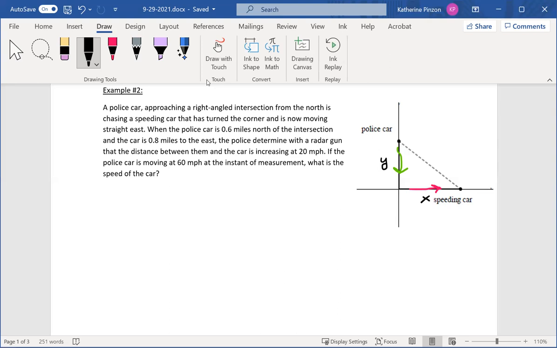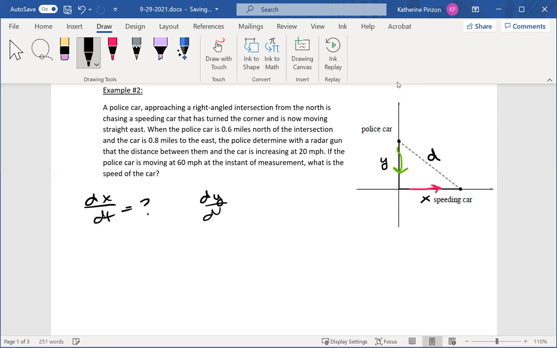When the police car is 0.6 miles north of the intersection and the car is 0.8 miles to the east, the police determine with a radar gun that the distance between them and the car, let's label this guy D, is increasing at a rate of 20 miles per hour. If the police car is moving 60 miles per hour, what is the speed of the speeding car? It looks like we're trying to find dx/dt. That's my question mark. And what kind of number should it be? Positive. Positive, great.